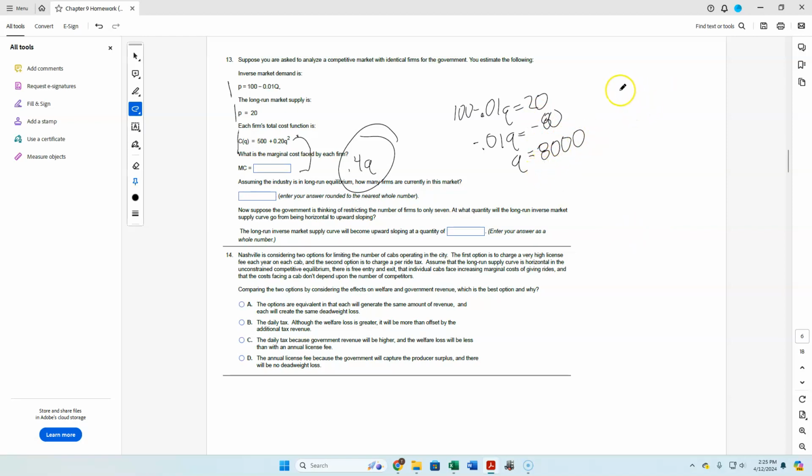Now, each firm is going to produce where marginal revenue equals marginal cost. I need to find out still the price here. So 100 minus 0.01 times 8,000.